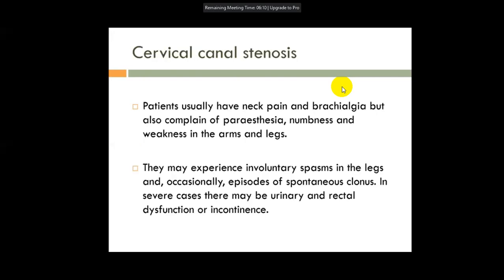We come to the next slide to talk about cervical canal stenosis. Patients usually have neck pain and brachialgia, but also complain of paresthesia and numbness and weakness in the arms and the legs. If the canal stenosis is in the lateral component, in the lateral recess, it compresses the nerve root. The other part of the canal stenosis in the cervical spine, they may compress the cord and cause myelopathic symptoms. Myelopathic symptoms in the cervical spine related to canal stenosis, usually those patients will have ataxic gait, they will have a slow gait, they will have weakness in the upper limb, and loss of fine control in their hands. Okay?